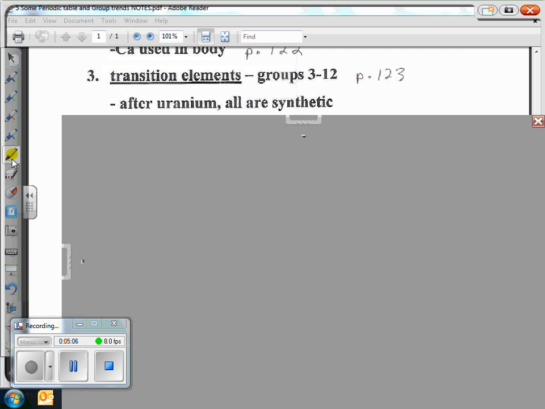Okay, so notice this, people. After uranium, all are synthetic. Uranium is number 92 on your periodic chart. So everything after uranium is synthetic, and actually there are others that are synthetic too. Before those, this one is synthetic, and this one is synthetic too. What they mean by synthetic is we've only been able to make them here on Earth. We haven't seen them naturally. But there's a good chance they're out there somewhere naturally. It's just not here on Earth. Okay?